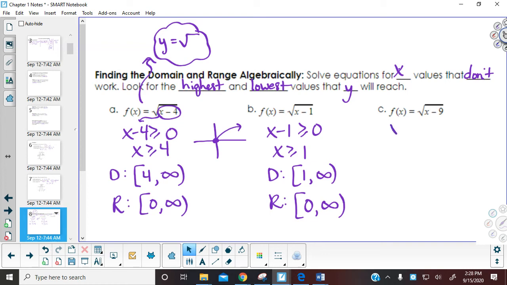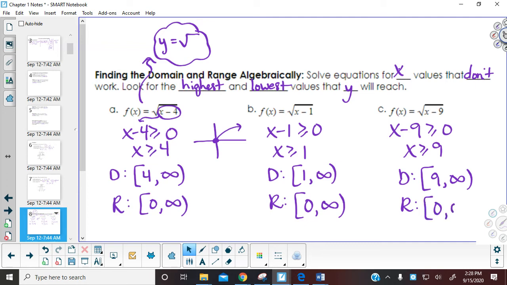Okay, so it's the same concept: x minus 9 is greater than or equal to 0, because again, we cannot have a negative in the radical. So x is greater than or equal to 9. Your domain is going to start at 9 and go forever to infinity. And then your range, because we're dealing with the square root, is going to go 0 to positive infinity also.